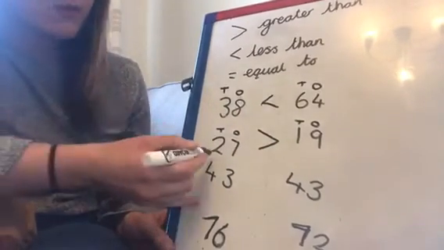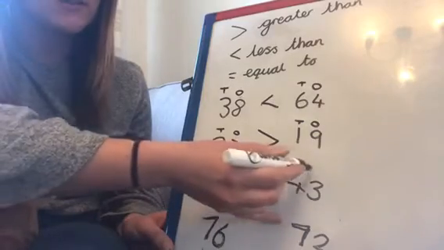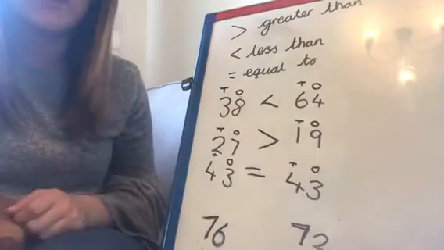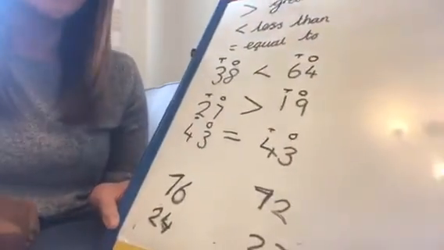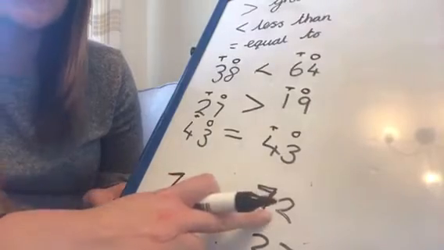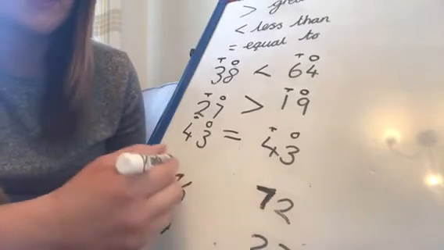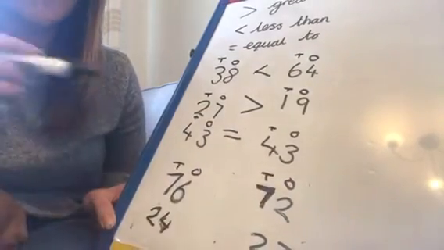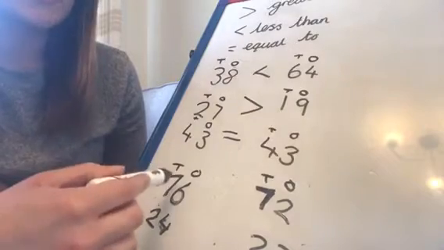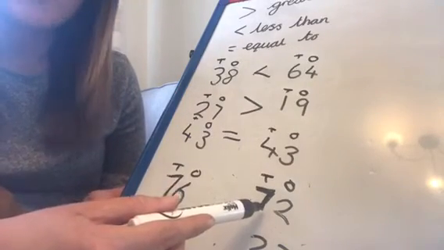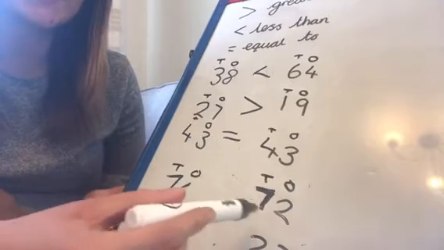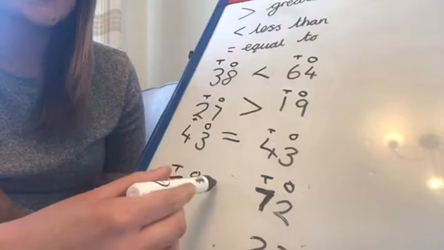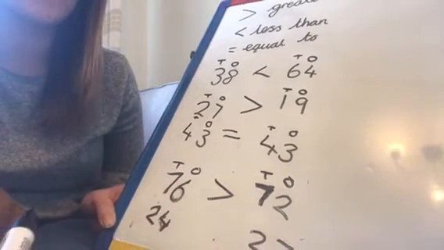Okay, the next one. We've got 43 and we've got 43. Now I can see straight away that they are equal to each other. So I'm going to write my equal sign here. Okay, the last ones then, we have got 76 and 72. Tens, ones, tens, ones. Okay, so first we look at the tens. 7 tens, 7 tens. If they are the same, we look at the ones. 6 ones and 2 ones. So I know that 76 is greater than 72.